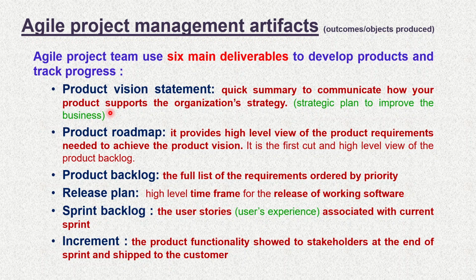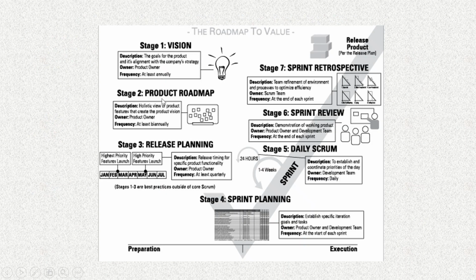Once I have that, I need to explain a little bit more about that idea, which is called a product roadmap. So what is a roadmap? It is a high level view of product requirements, not details, understand. It is just an overview of the product requirements which need to be achieved for the product vision. Means to complete this project, I need to do something. This is the overview of the product roadmap. So this is our second stage, product roadmap.